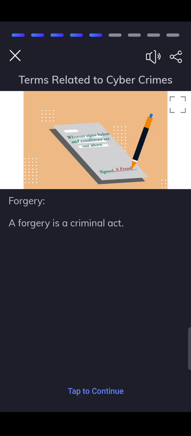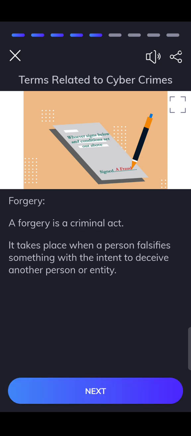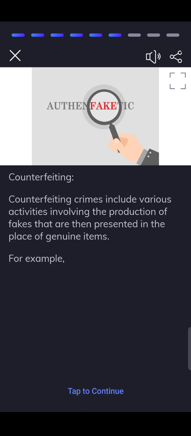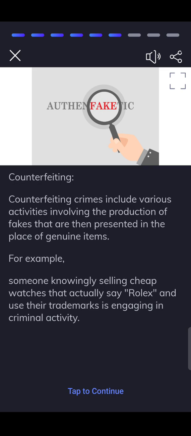Forgery. A forgery is a criminal act. It takes place when a person falsifies something with the intent to deceive another person or entity. Counterfeiting. Counterfeiting crimes include various activities involving the production of fakes, for example, someone knowingly selling cheap watches that actually say Rolex and use their trademark.